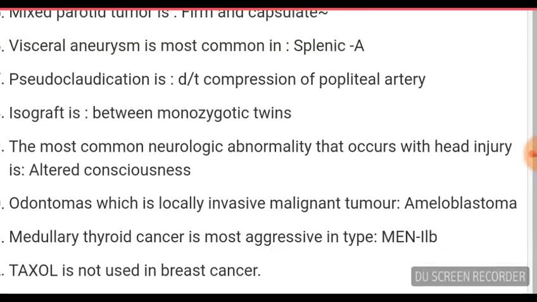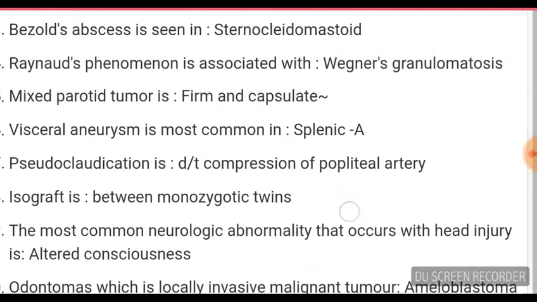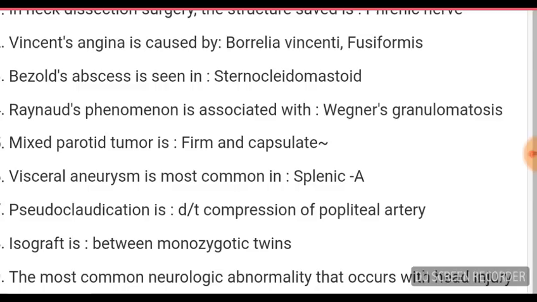Which is the locally invasive tumor? Ameloblastoma, a locally invasive tumor. Most common neurological abnormality that occurs with head injury is altered consciousness. Isograft is between monozygotic twins. Pseudoclaudication is due to compression of the popliteal artery. Visceral aneurysm is most common in the splenic artery.